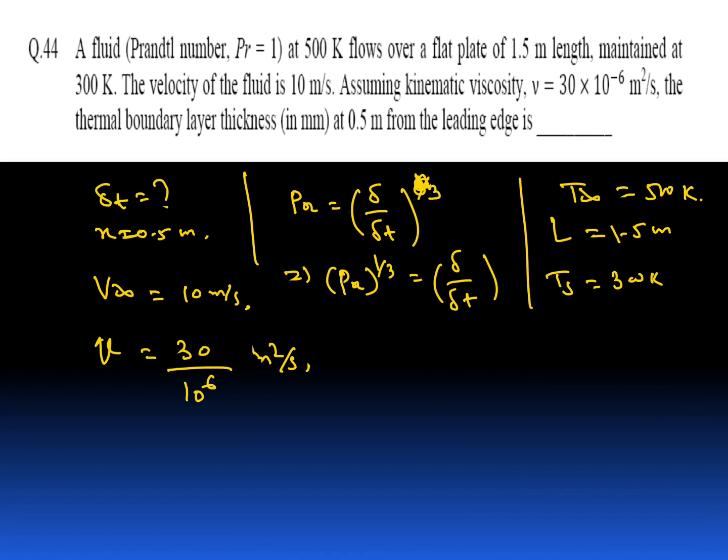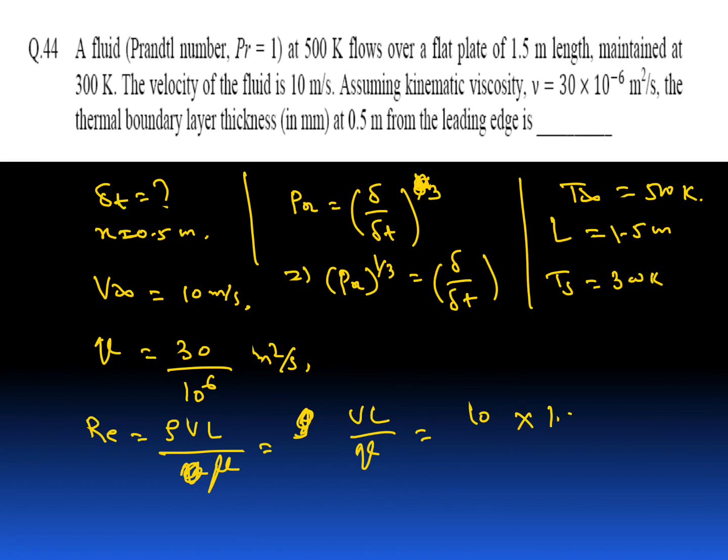Prandtl number is already given, so first we will check whether the flow is laminar or turbulent. Reynolds number we will check. Re equal to rho V L by mu, where L is the characteristic length divided by the coefficient of viscosity, that is V L by kinematic viscosity. V is 10 meter per second into length divided by kinematic viscosity 30 divided by 10 to the power 6.